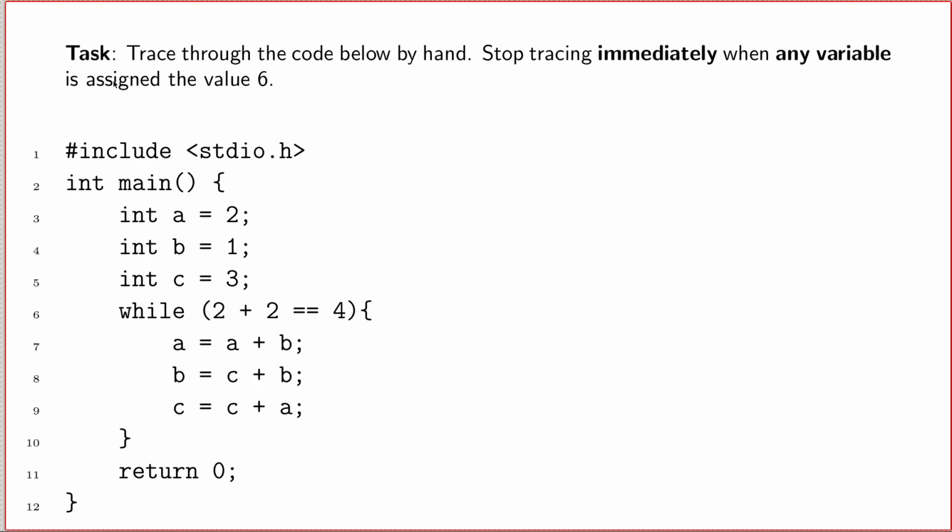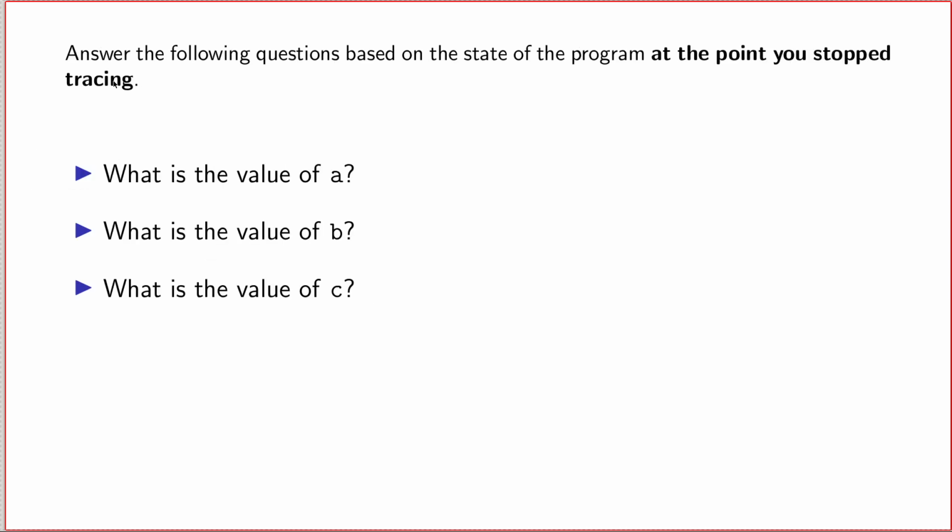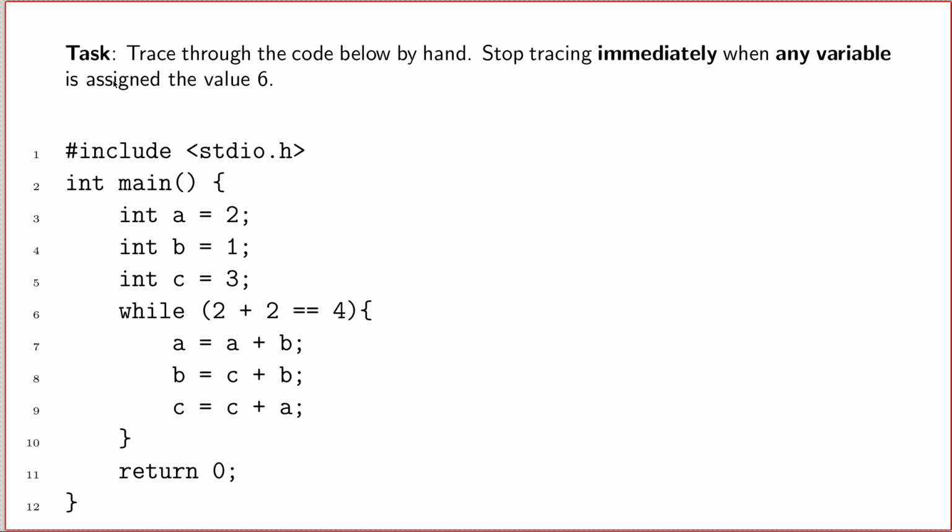So I just want to prove a point about this, which is the follow-up questions are going to be pretty easy. What's the value of A? What's the value of B? What's the value of C? I want to head off any criticism from later now by going through an example of this form. So let's trace through this. We're going to stop immediately when any variable is set to the value 6.